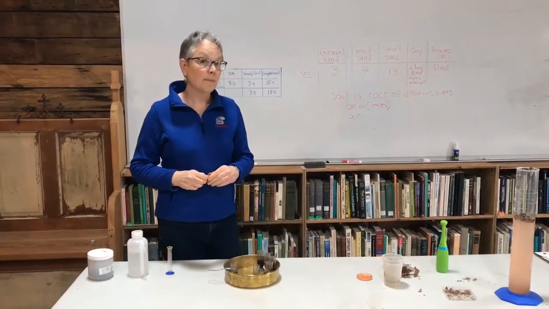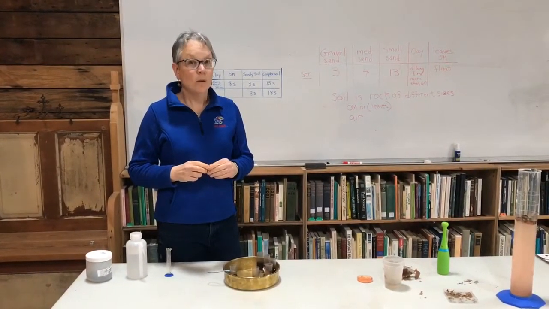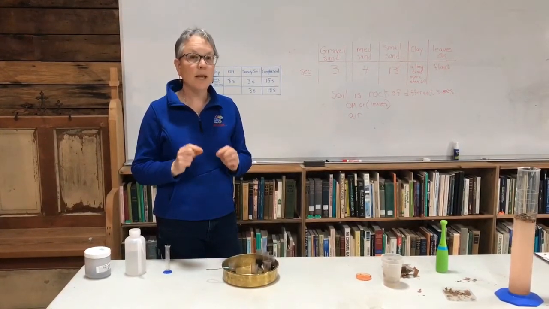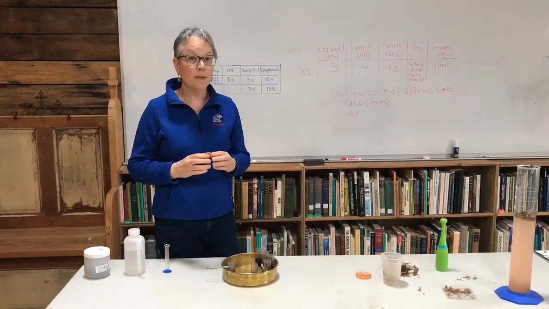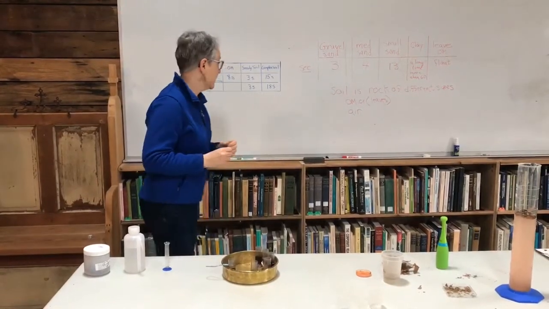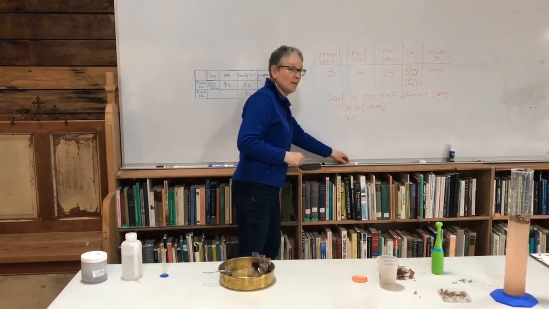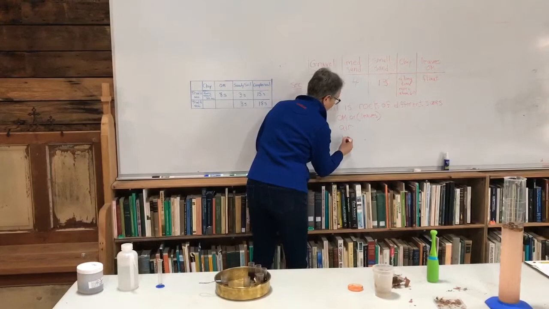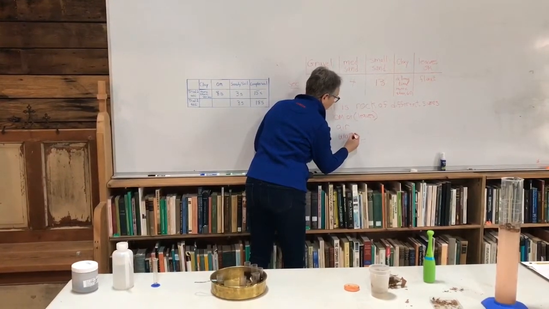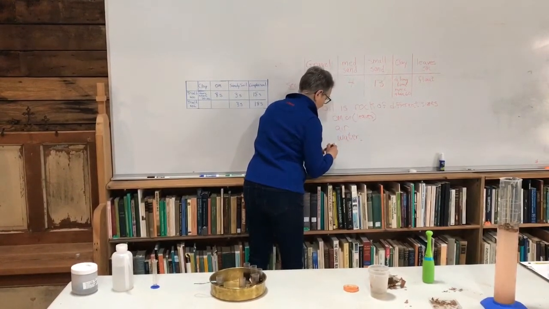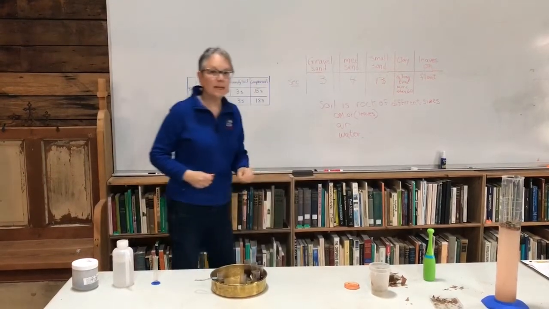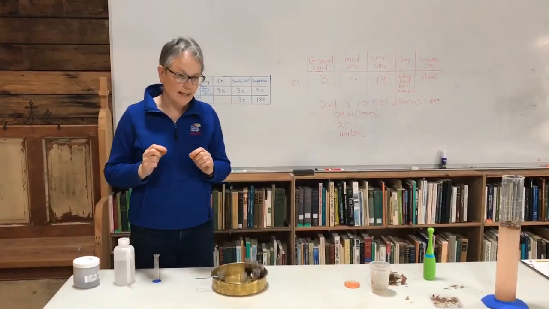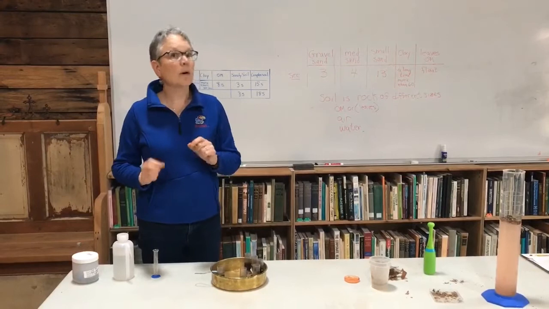So, if you were a plant or an insect that depended on water being in the soil, because that's something else that we now know is in soil, water, would it be easier for you to grow in sandy soil or complex soil?